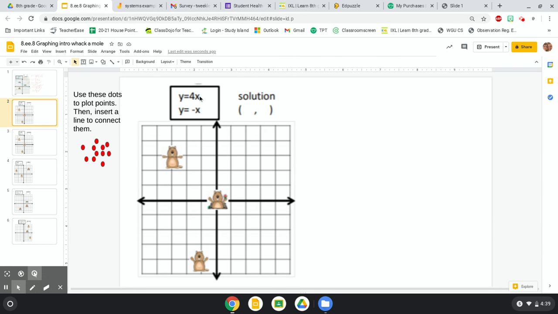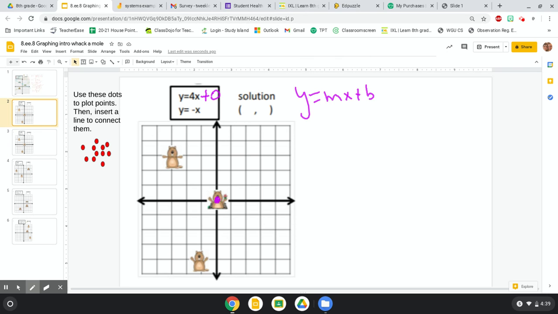So first thing I'm going to do, and I'm just going to show you kind of what I'm thinking. So I know that these are in that y equals mx plus b format because y is by itself. So this 4x, there's no plus b, so I know that that's 0. Okay, so it's like a plus 0. That's, again, starting with my y-intercept, which in this case is that plus 0. So I'm starting at the origin to graph my first equation.